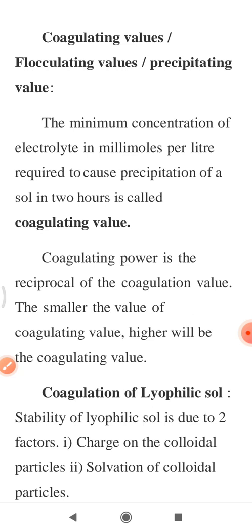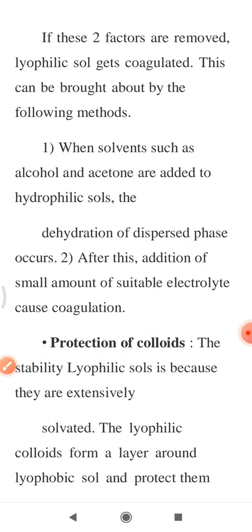Then coagulation of a lyophilic sol. The stability of a lyophilic sol is mainly due to two factors: one is the charge on the colloidal particle, and the other is the solvation of the colloidal particle. If we remove these two properties, then even the lyophilic sol will get coagulated. That can be done when a solvent such as alcohol or acetone is added to the hydrophilic sol, or it is also possible by dehydration of the dispersed phase. Addition of a small amount of electrolyte also causes coagulation.